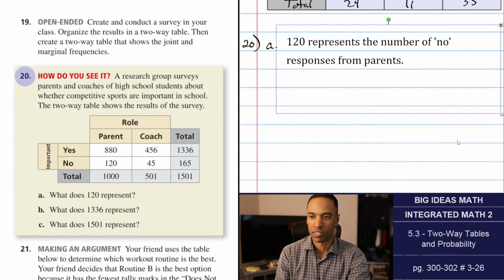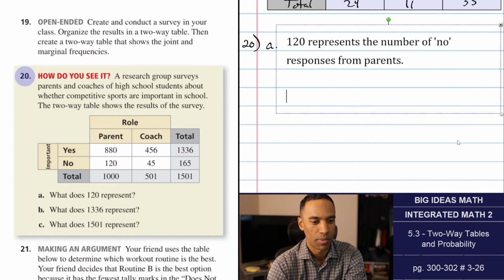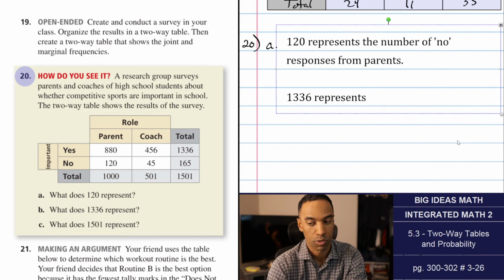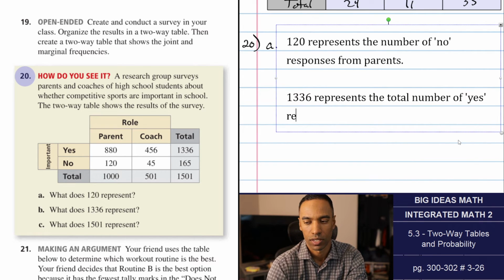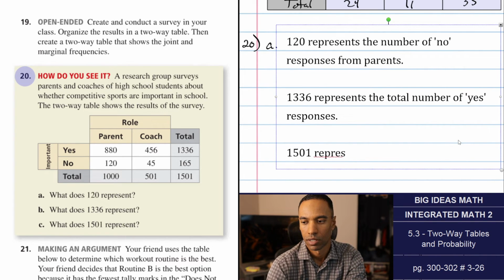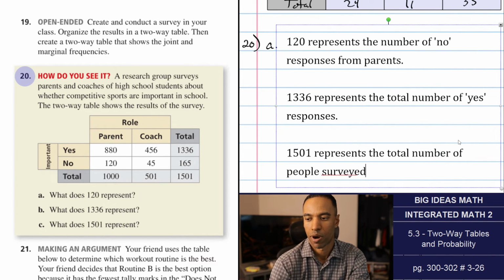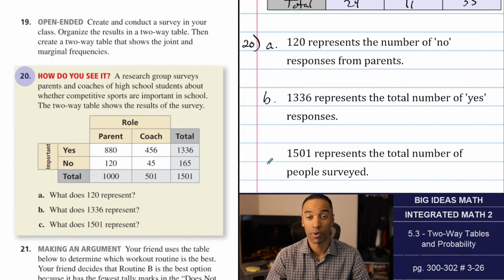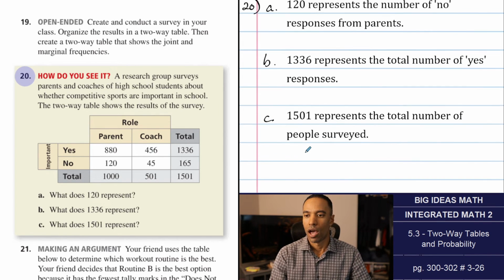Part B, what does 1336 represent? 1336 represents the total number of yes responses. It's also the marginal frequency for that. And then part C, what does 1501 represent? 1501 represents the total number of people surveyed. Okay, so that was part B and C. So that is how I see it. Do you see it that way? I do.